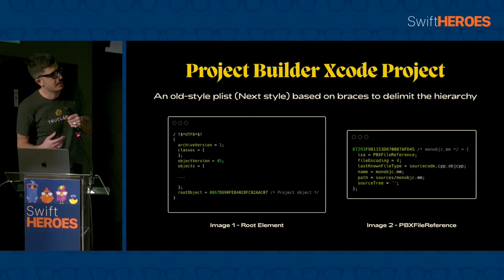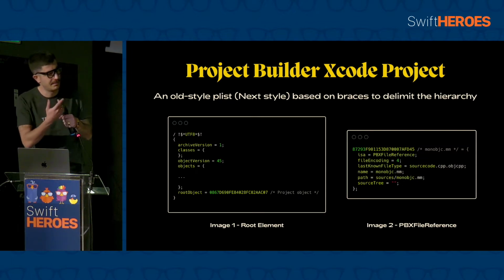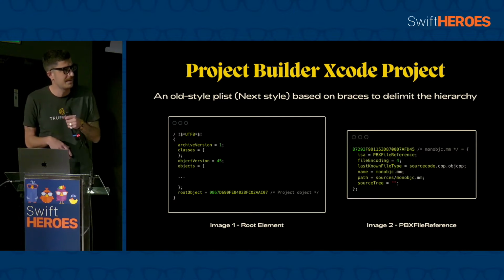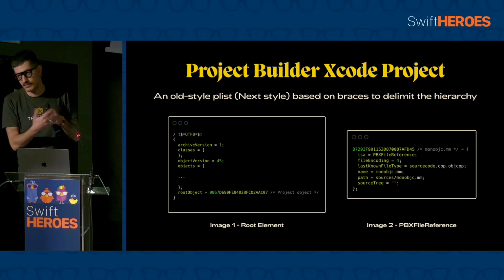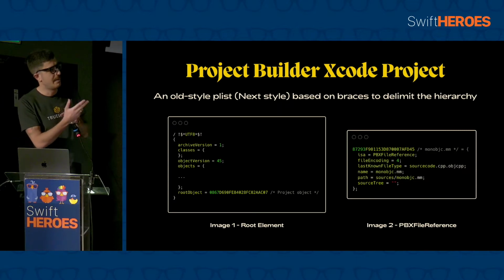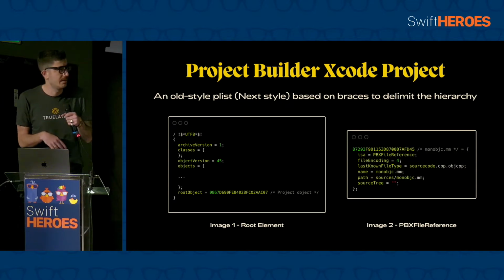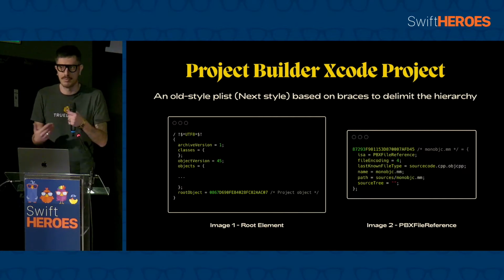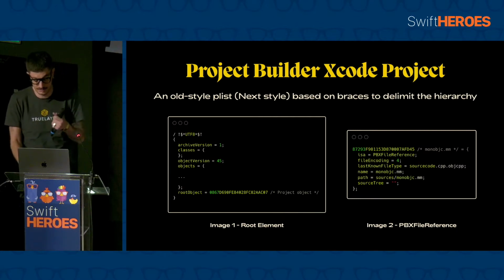Then we have the isa, which, from the key, I have no idea what it means, but from the value, it's basically the type of the object that we have. So in this case, PBXFileReference. Then we have the name, which is obviously the name of the file, the path where the file lies, and then we have, again, sourceTree, fileEncoding, lastKnownFileType. You don't know much about them, and honestly, you don't care.